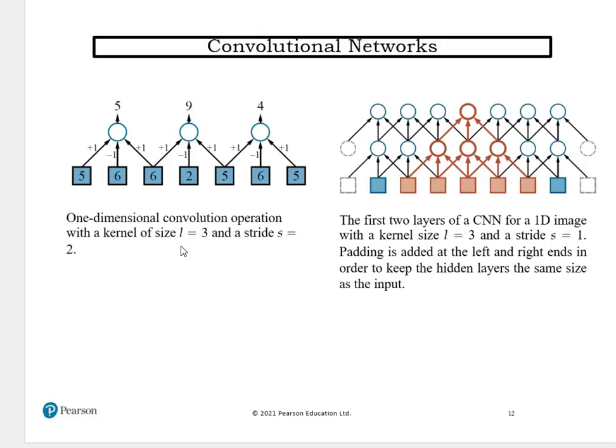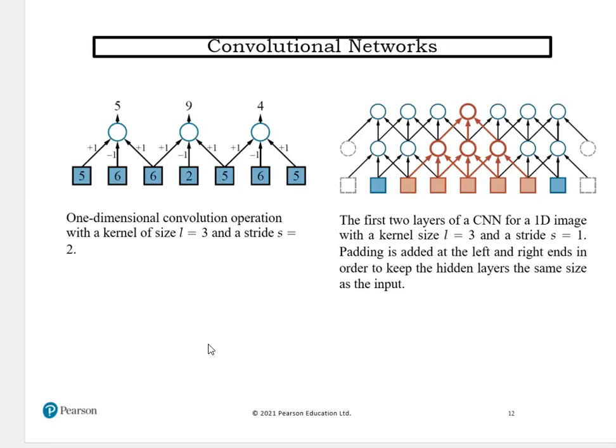Notice that in this example, the pixels on which the kernels are centered are separated by a distance of 2 pixels. So we say the kernel is applied with a stride s equal to 2, because we skip 1 pixel and then apply the kernel again at the next one. Notice that the output layer has fewer pixels. We started here with 7 pixels, and the output layer has only 3 pixels.